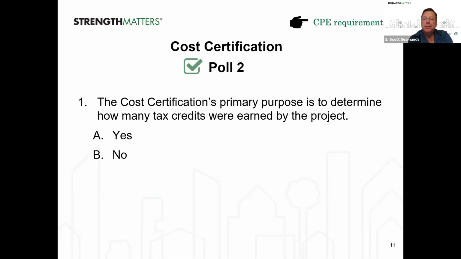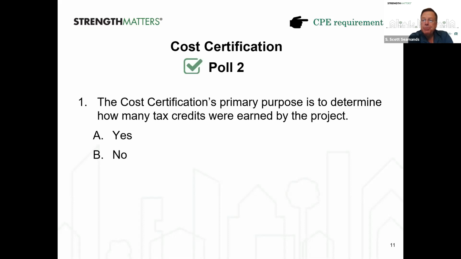That's kind of a tricky question, based on what I said. Different states use it for different purposes, but I think ultimately it's designed to prove what the eligible basis was, and that's the number that goes into the calculation of tax credits. Whether the tax credit calculation itself appears on the cost cert is a second question, and probably those of you who said no were thinking that the cost cert may not actually display the tax credits at all.